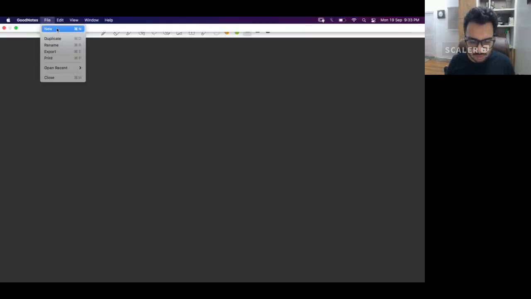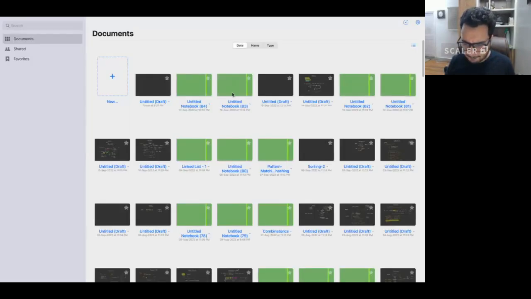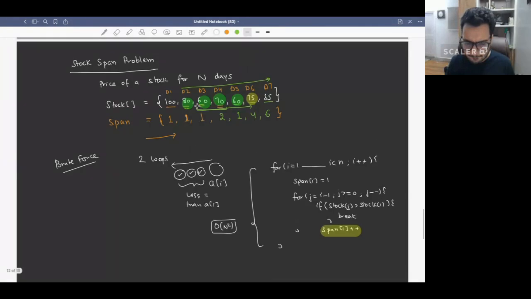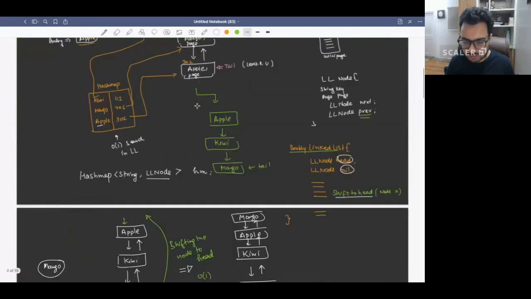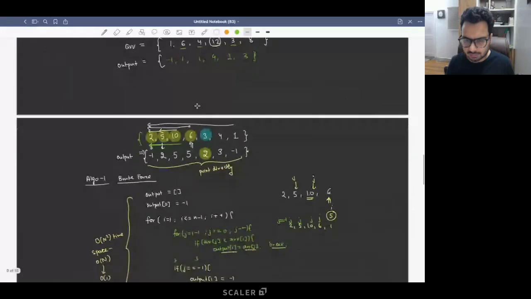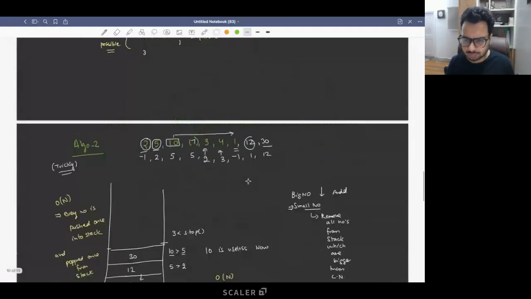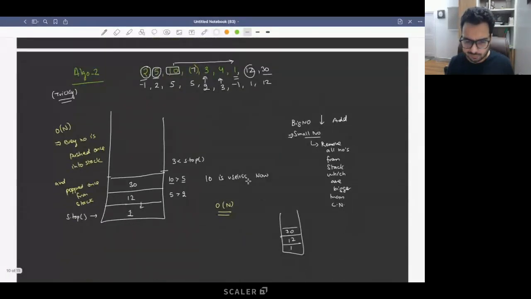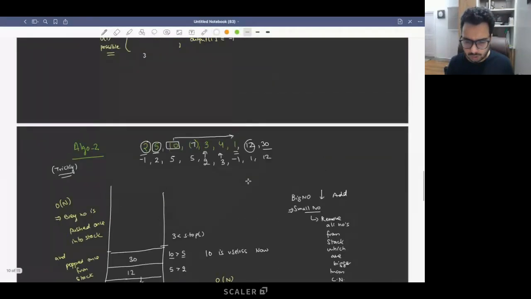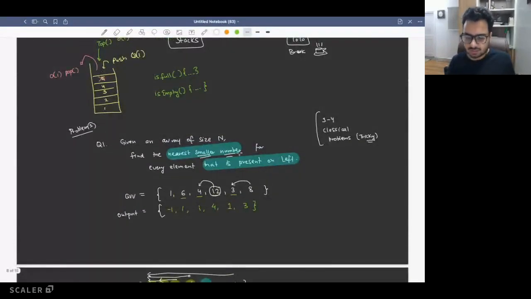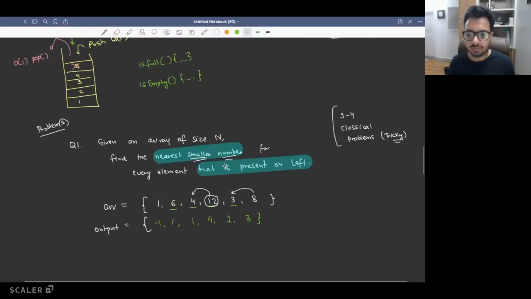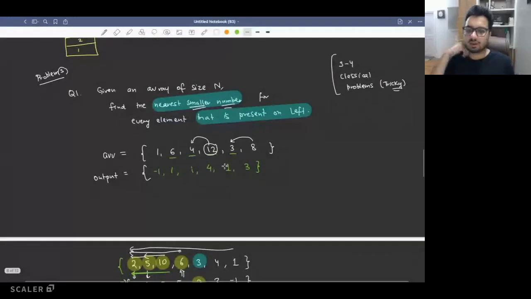Let me just see what problems we did in the last class. We started with LRU, and what was the other problem we did? For every element, find the nearest smaller number, right? This is an important problem because today's class is also going to be using it. Stock span also we did. That's correct.